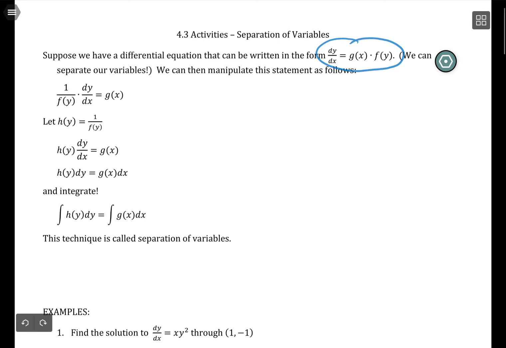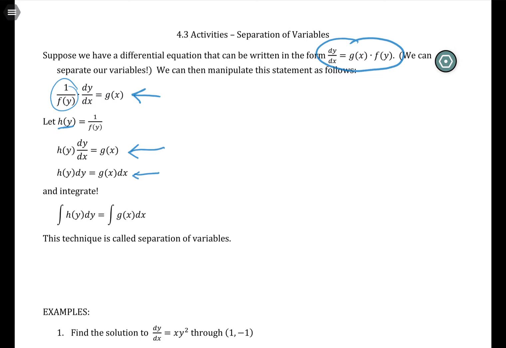So you can see here I just moved my f of y to the other side with dy dx. And just for the sake of not having to write fractions over and over, 1 over f of y is still some function of y, so I'm just going to rename it h of y. So now I have h of y dy dx is equal to g of x. And just as we've done with substitution and parts and trig sub, we can manipulate that a little bit more and move the dx up so that we have h of y dy and g of x dx.